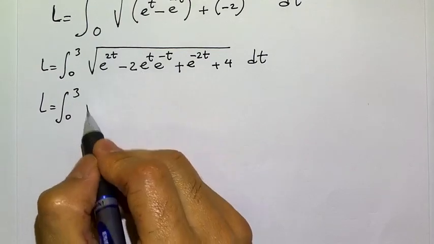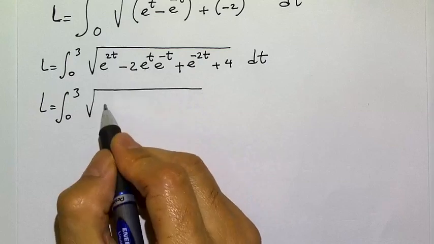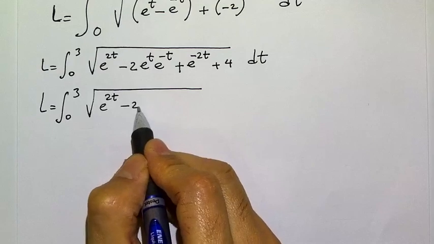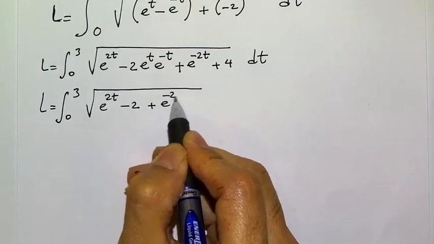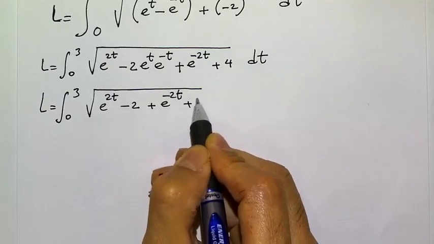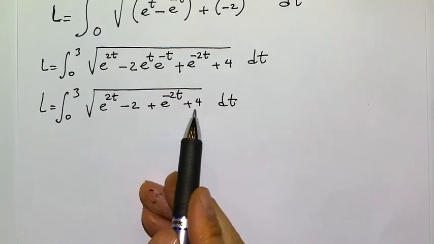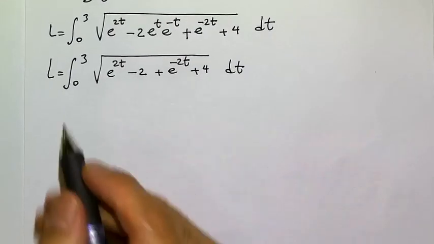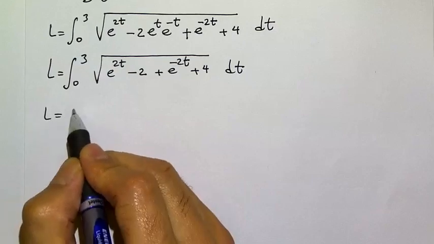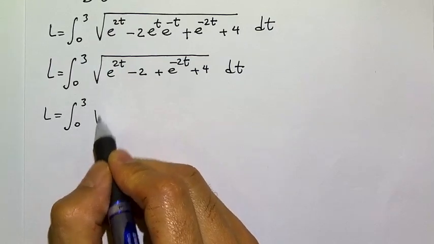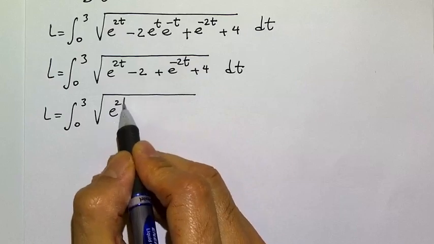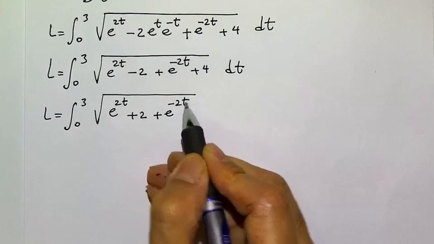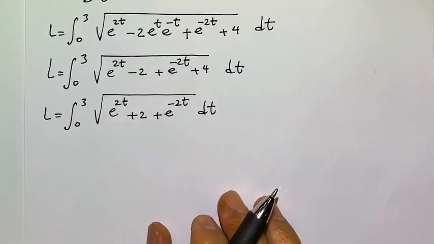So this, instead of that, we have just minus 2e to the 2t power. We have minus 2 here, plus e to the minus 2t power, plus 4 dt. But 4 and minus 2 clearly add up to positive 2. So we get the integral from 0 to 3 of e to the 2t power plus 2 plus e to the minus 2t power dt. Okay.